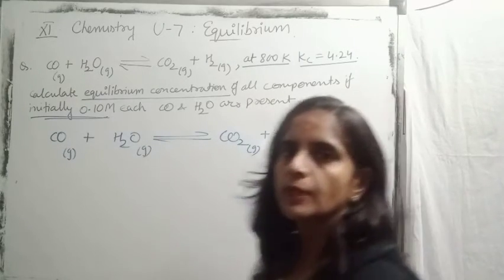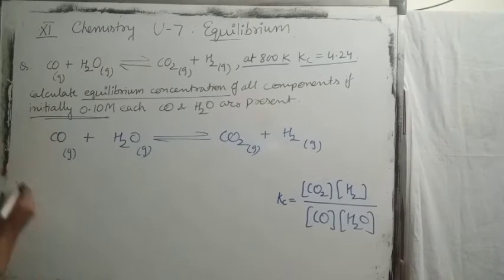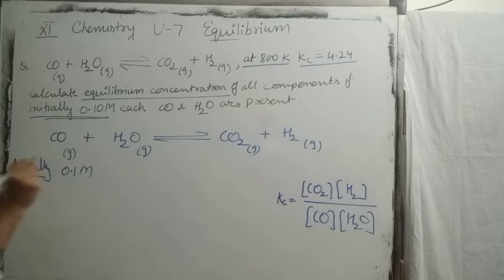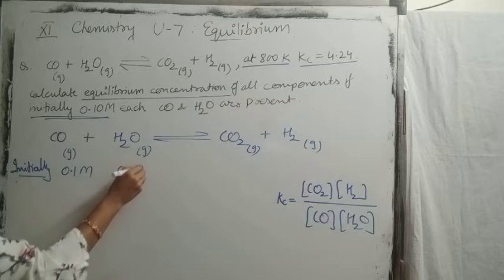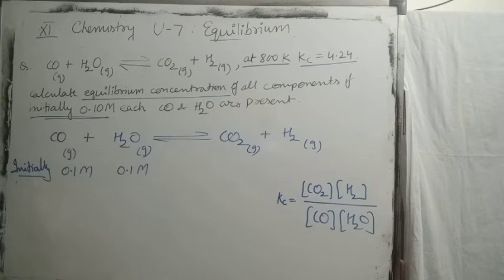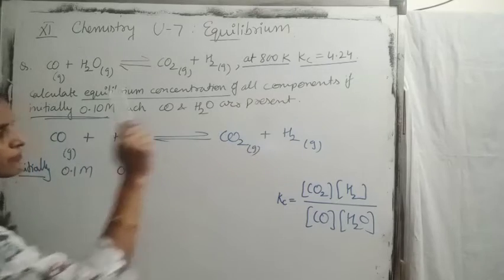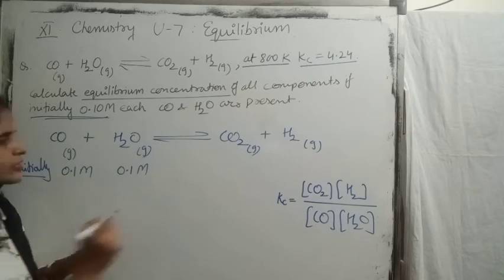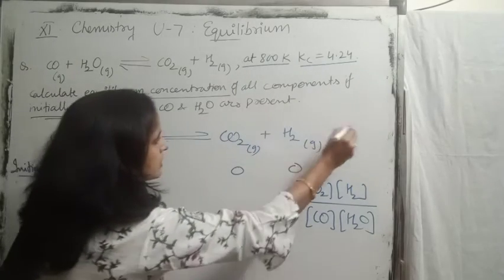So how do we go? These are the initial concentrations. Initially we have 0.1 molar CO and 0.1 molar water. Now children, please tell me, what are the initial concentrations of CO2 and hydrogen? Of course 0, because products are not there initially. So these are 0.